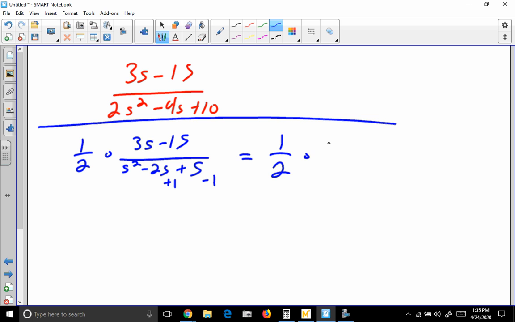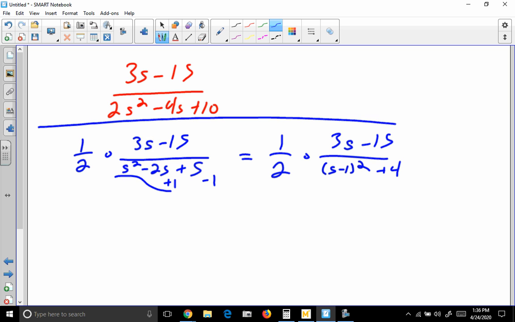So that makes 1/2 of 3s minus 15 over s squared minus 2s plus 1, which makes s minus 1 squared. The 1 that we picked up had to come from somewhere, so it came away from that 5, so that gave us 4 there. So we make the bottom an s minus a squared plus b squared, but the top doesn't look anything like that. So what do we do with the top?